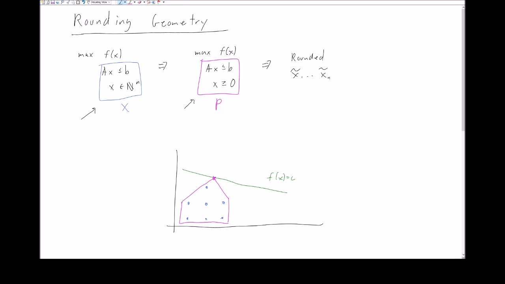After we've solved the linear program, we use a rounding scheme to get a new solution, x tilde. Now we can see how these three objects are going to relate to one another. We know how we should draw the geometry. X is our set of lattice points. P is this polyhedron that's in pink. We have an objective value in green, and we've drawn the objective value at a constant, so f of x is equal to c along this green line.